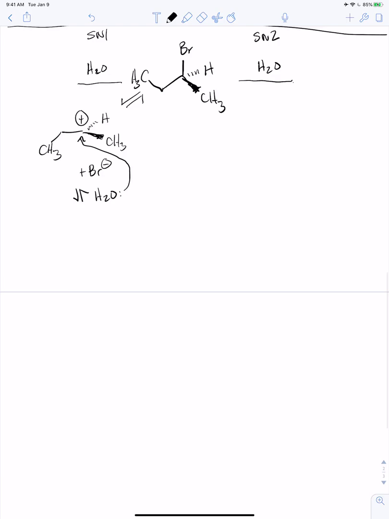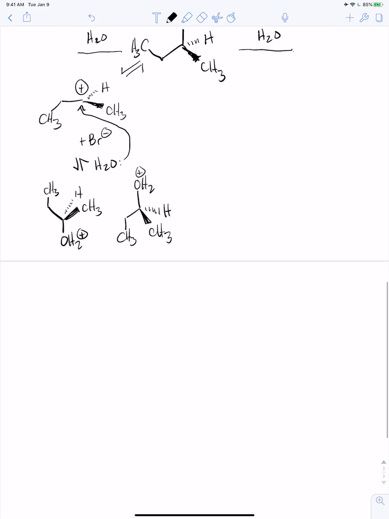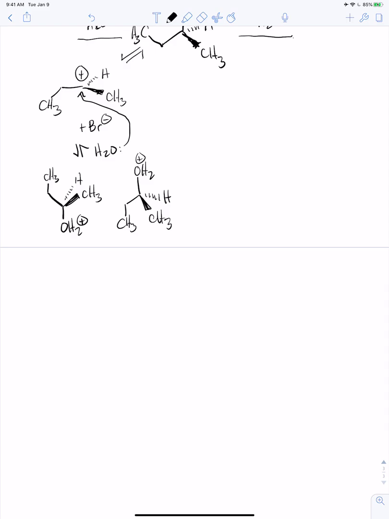attacks that position. And remember, it can attack from either side, so what we end up seeing is the one that we get from the attack that I've drawn. And we would also see the one when we attack from the top. So we'd see a racemic mixture. And then in the final step, we would lose the proton.